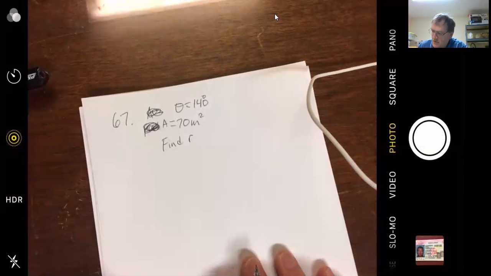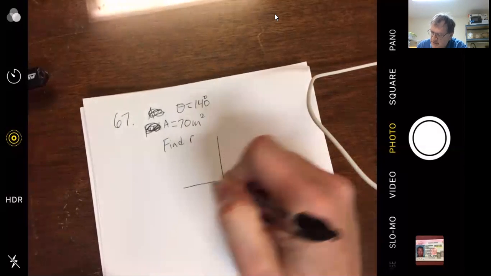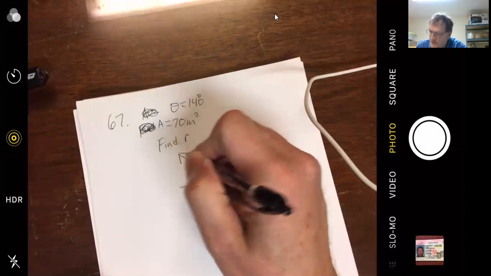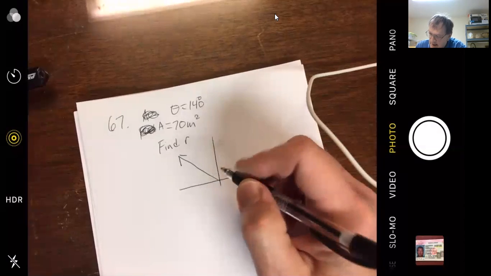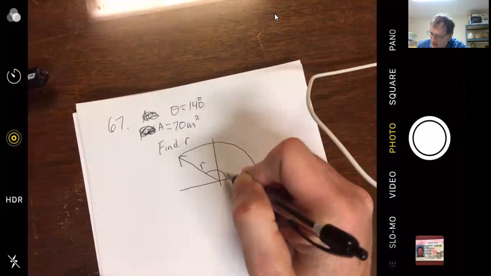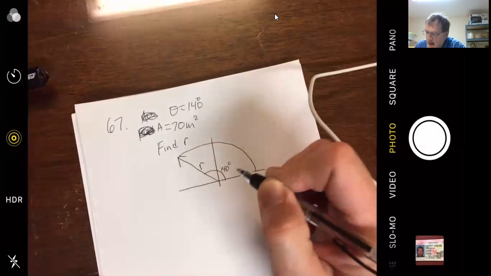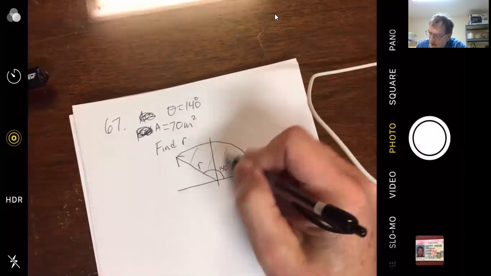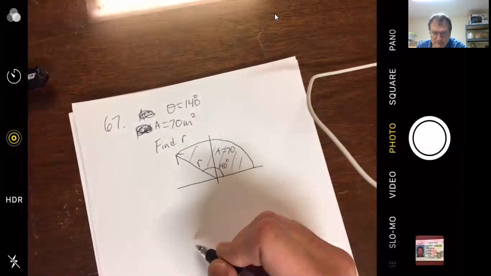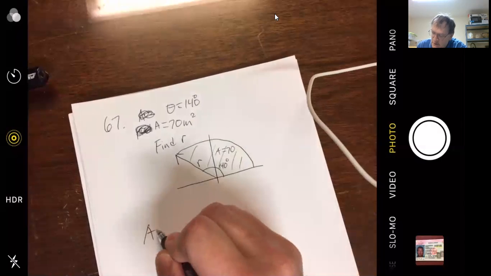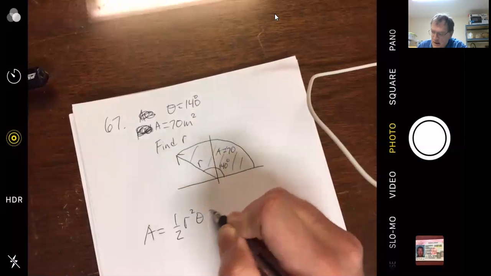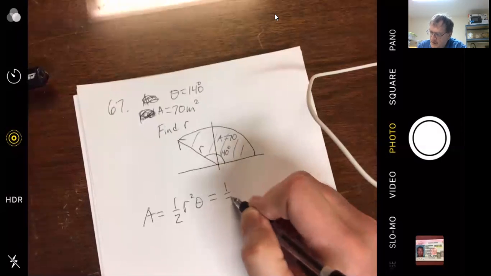If you wanted to picture this, you can just plug and chug it, but 140 is into the second quadrant, short of 180. You'd be going back. There's your R. This angle is 140 degrees, and this total area is 70. So area equals 1/2 R squared theta.